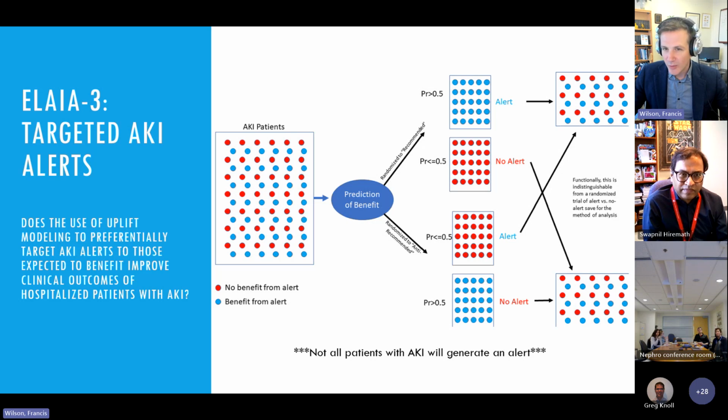Interesting little tidbit here. If you look at the alert group in the end, like who's getting alerted, it's actually a random assortment of people who we predict would benefit and wouldn't benefit. And the no alert group is also a random assortment of people we predict would benefit and wouldn't benefit. So in fact, functionally, this is ELIA 1. Again, it's just that instead of the unit of analysis being alert versus no alert, it's the randomization to recommended versus anti-recommended. Very excited about this. Complicated, calculating the prediction of benefit in real time. We'll see, but we're recruiting actively.